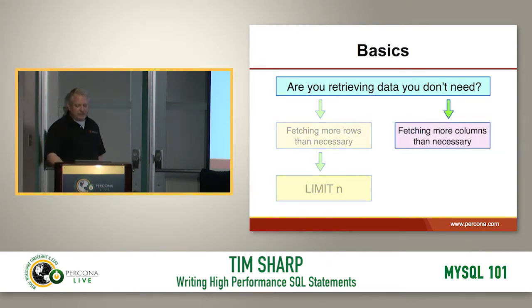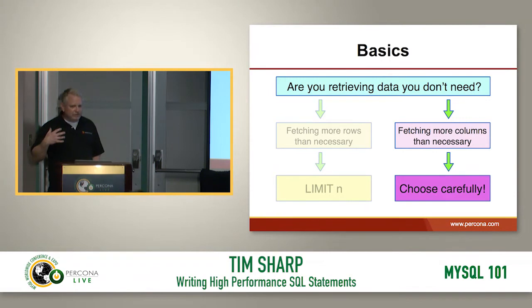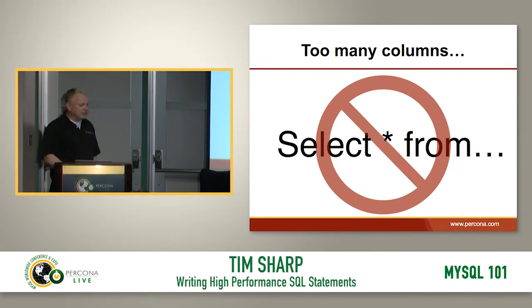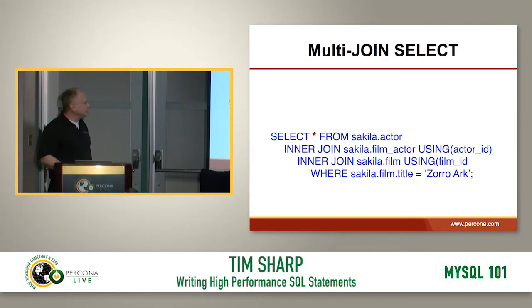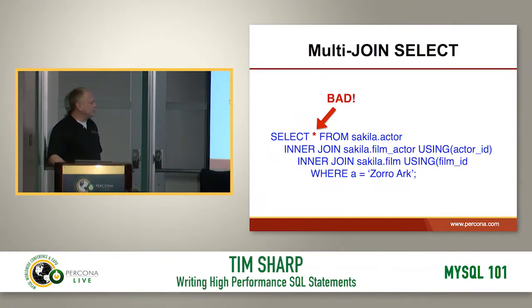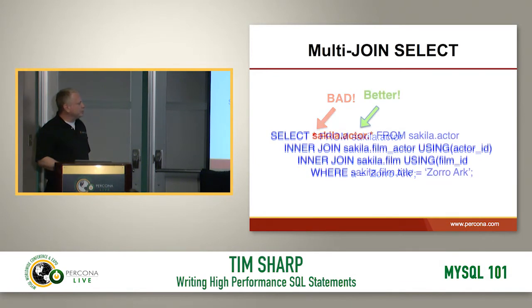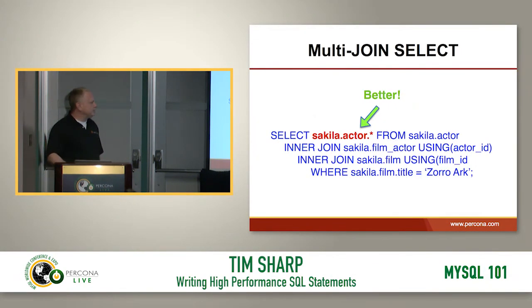Another idea is you're fetching more columns than is necessary, in which case you need to choose carefully to make sure that you're gathering the data that you actually need. So essentially, you should not use SELECT * FROM. Using an example again from Sakila, I did a SELECT *, this is bad. In a multi-join query such as this, you're going to return all the columns from all 3 tables. Maybe you just need the information about the actors, and so you would limit it by just looking at the actor table.